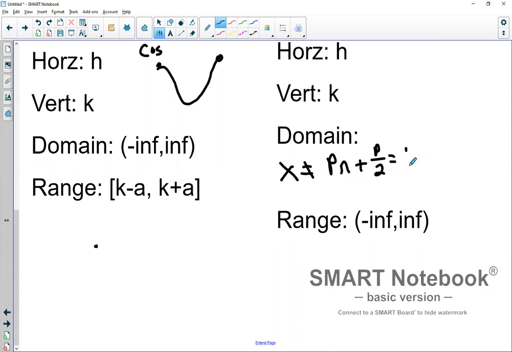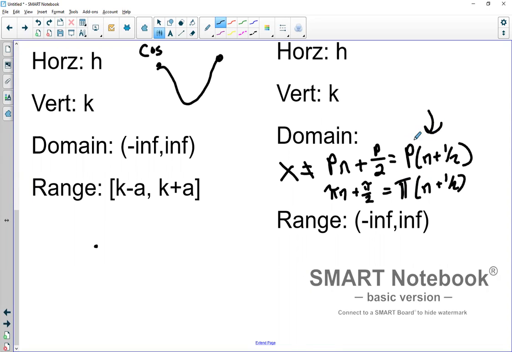Another way we could write this is with P on the outside, n plus a half. Might be a little bit easier to write if your period is complicated. It doesn't look good in a fraction. Either answer is okay. So for example, for the base form or the parent function of this, the period is typically pi. So pi n plus pi over 2 equals pi times n plus a half. You don't have to put both, but either one is okay.